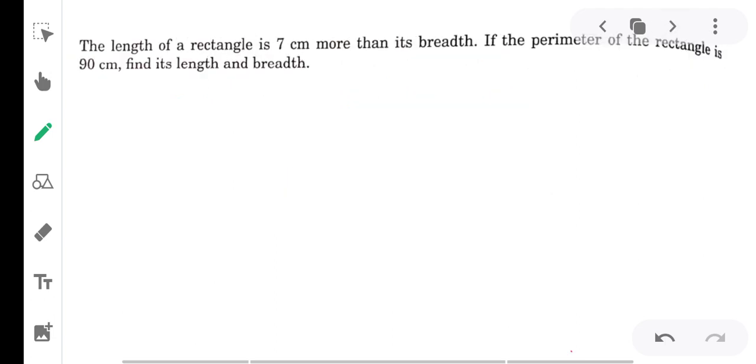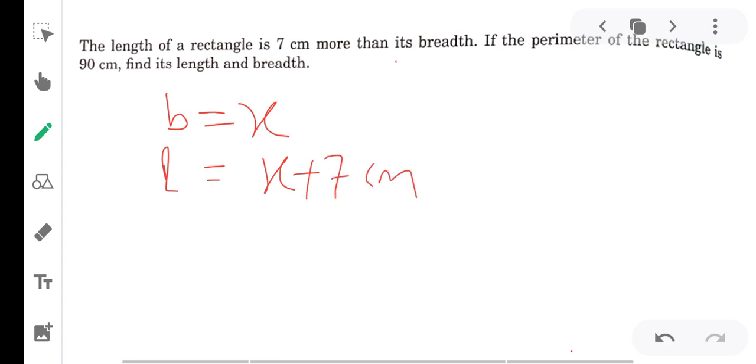Next, the length of a rectangle is 7 cm more than its breadth. Let the breadth equal x, then length will be how much? Length is 7 cm more than its breadth, that means x plus 7 cm. Clear? If breadth is x, then its length will be x plus 7 cm. If the perimeter of the rectangle is 90 cm, find its length and breadth.